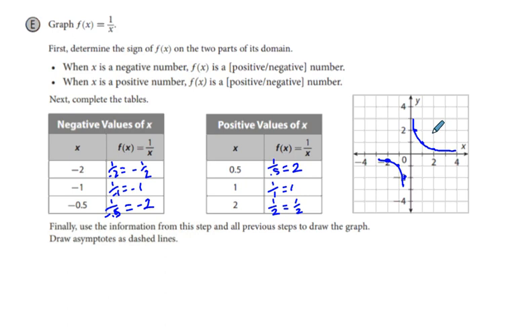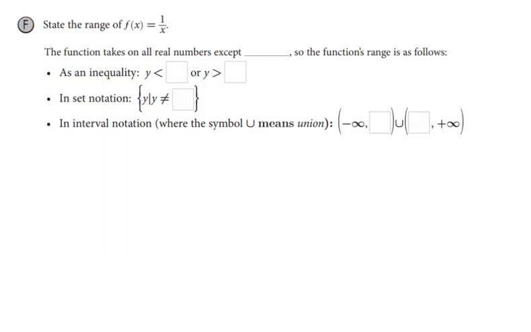Draw asymptotes as dashed lines. Okay, here's my dashed line. Dashed line in blue, hard to see. And then the horizontal asymptote likewise. Okay, let's see. I really don't want to go any farther than this. The range is going to be similar to the domain. The function takes all real numbers except 0, so that is the function's range.